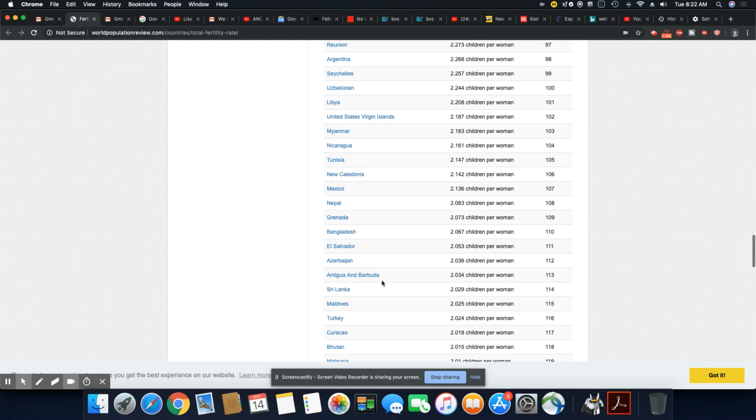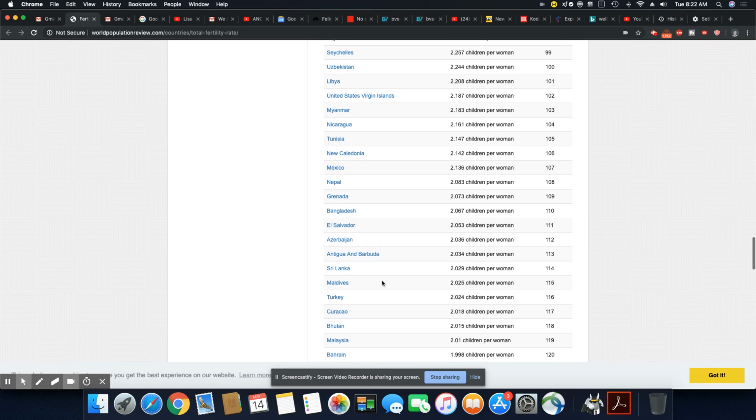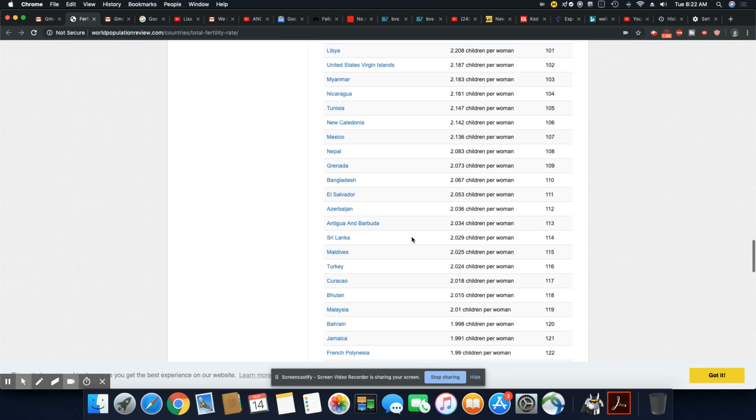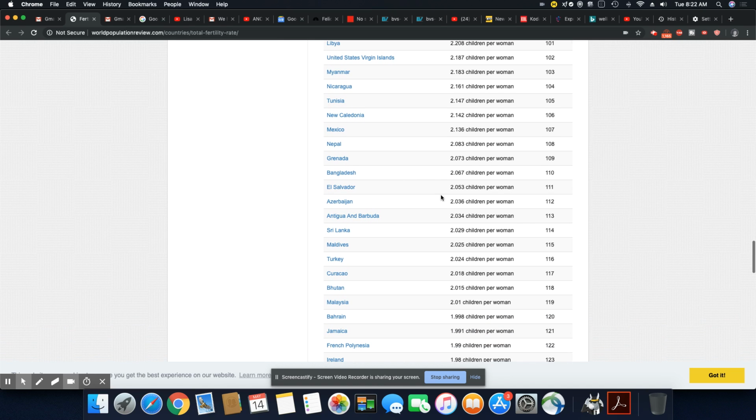Okay. You have Mexico right here, which is sitting at replacement rate at 2.136 children per woman. But I was reading that their birth rate is also on the decline. And you see some of these South American places that are below El Salvador at 2.053 children per woman.